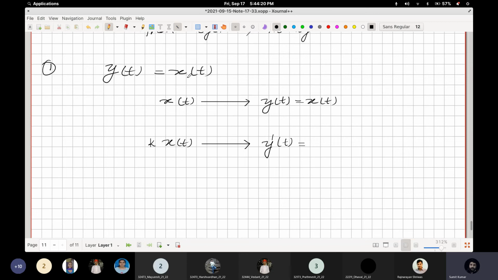Okay, so what will be y dash t? Your system says that whatever is in the input, that is going to be the output. It will be kxt, isn't it? And kxt is basically k times yt. So when you are giving kxt as input, you are getting kyt as output. It means the system is homogeneous.